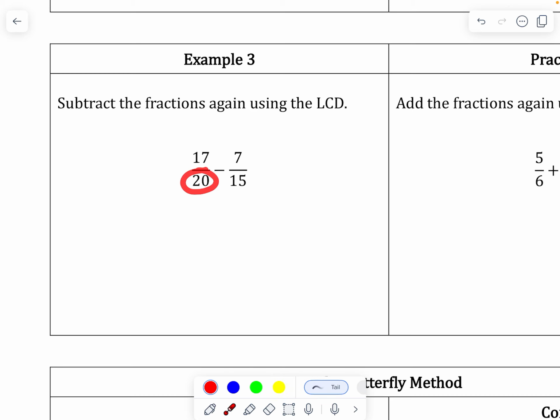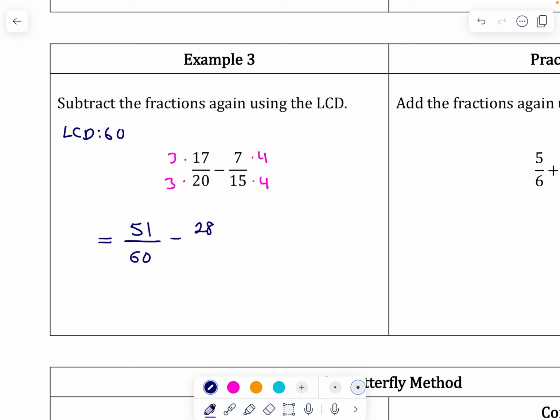So the least common multiple of 20 and 15 is 60. To turn 20 into a 60, you need to multiply by 3. Do the same thing to the top. To turn a 15 into a 60, you need to multiply by 4. Do the same thing to the top. And this is going to give us 51 over 60 minus 28 over 60, which is 23 over 60.